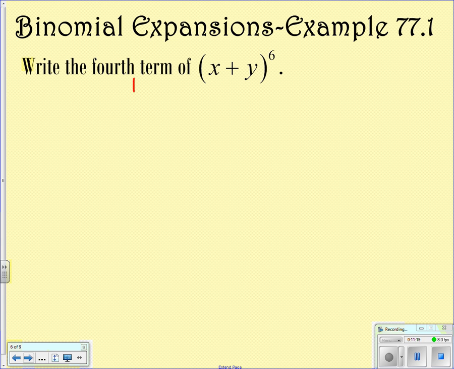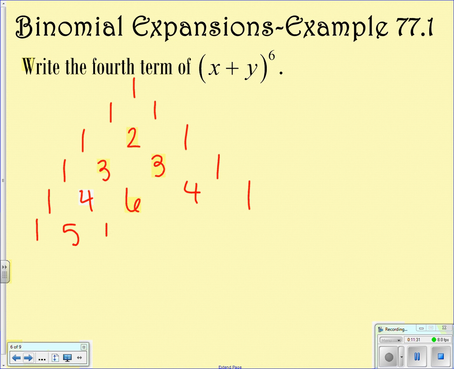So we're going to start with 1, and then the next line is going to be 1, 1, and then 1, 2, 1, 1, 3, 3, 1, 1, 4, 6, 4, 1, 1, 5, 10, 10, 5, and 1. And we are on the 1st, 2nd, 3rd, 4th, 5th, and 6th line. But this is only x plus y to the 5th, because this one up here was to the 0. So we've got to go one more line.